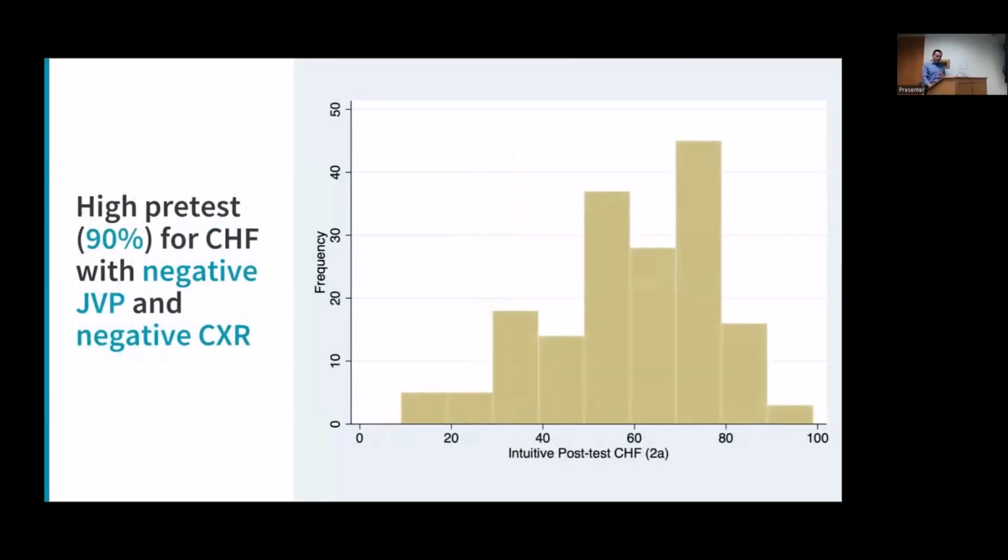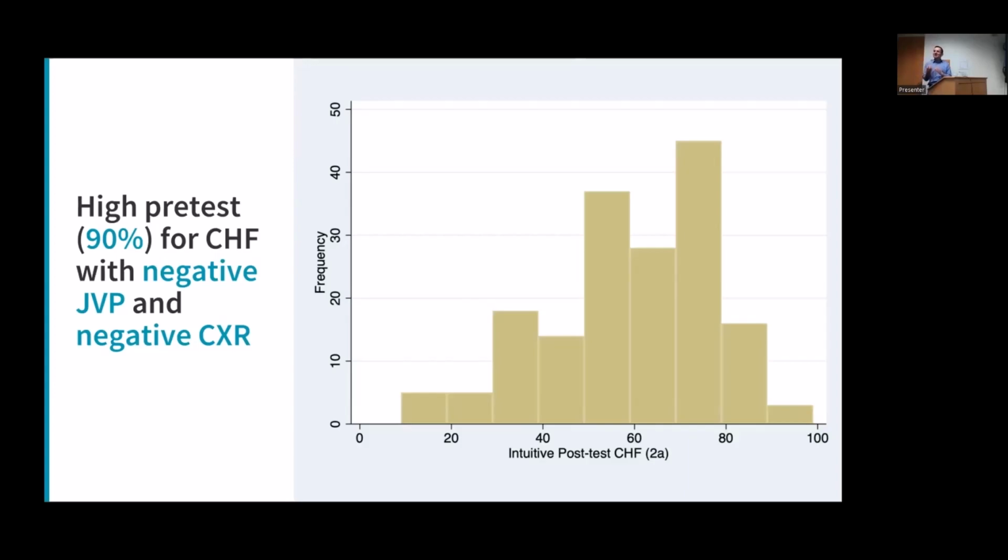However, here I have a patient with a high pretest probability and negative JVP and negative chest X-ray for heart failure, and now large variability. Some think probability is down to 20%, some believe it remains 80%. Based on personal experience, having run these, I find that learners earlier in their career tend to anchor to tests more.